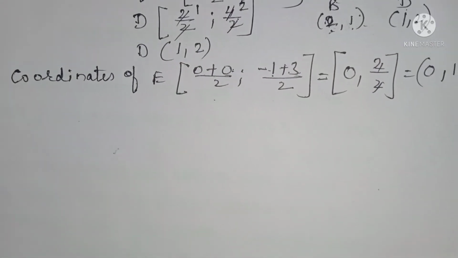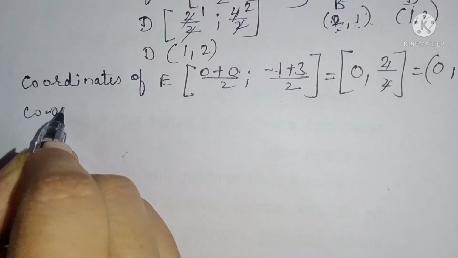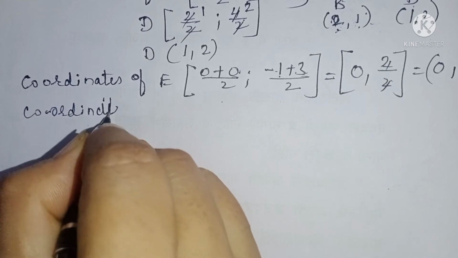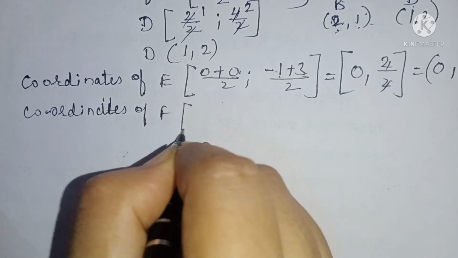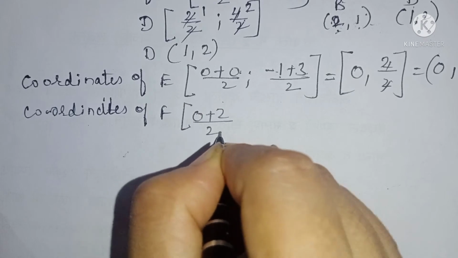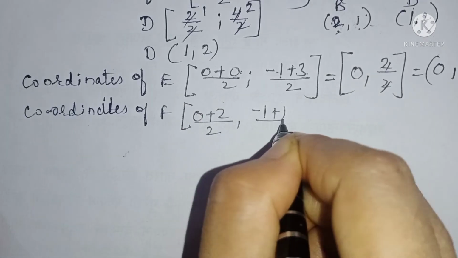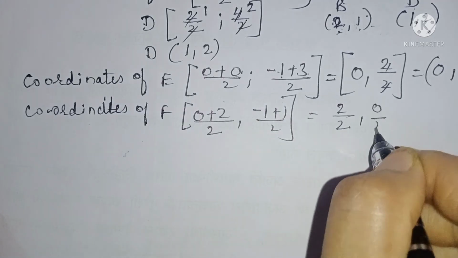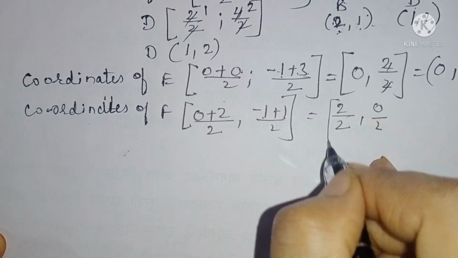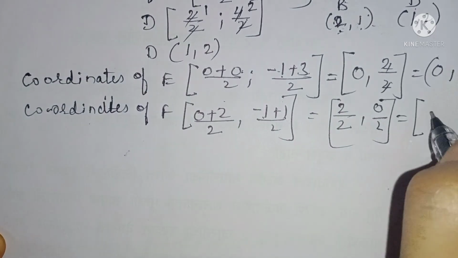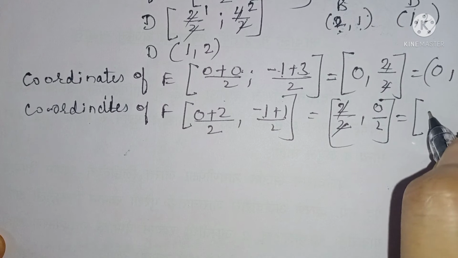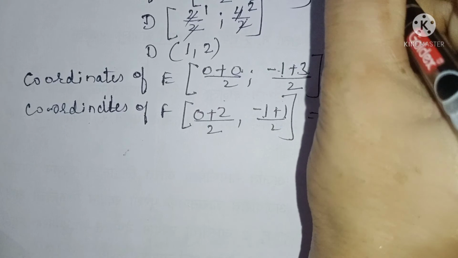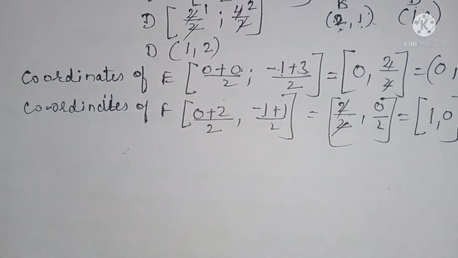So let's find the coordinates of F. Coordinates of F are (0 plus 2) upon 2, comma, (minus 1 plus 1) upon 2. So 0 plus 2 is 2 upon 2, and 0 upon 2. So the coordinates of F are 2 ones are 2, 2 ones are 2, that is 1, and 0 upon 2 is 0. So the coordinate of F is (1, 0). Right, now we have got the coordinates.